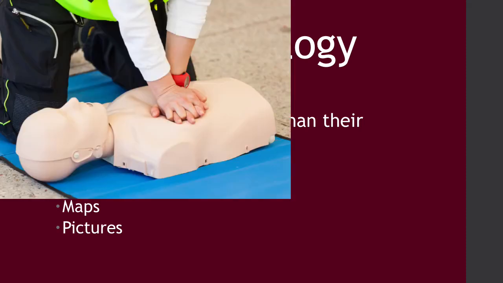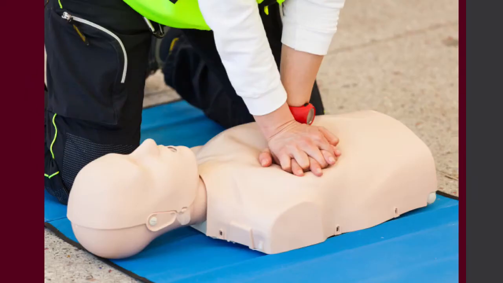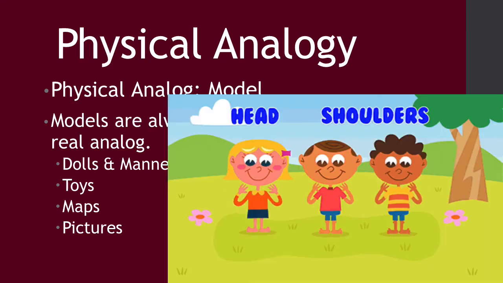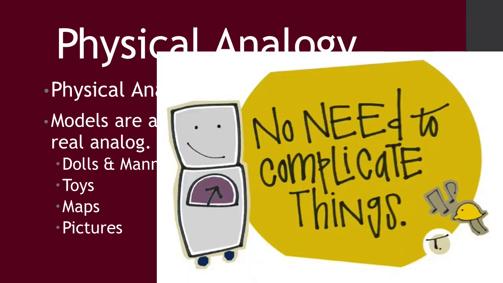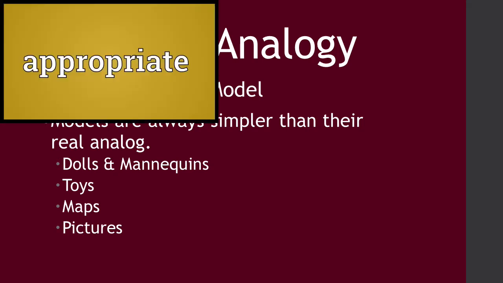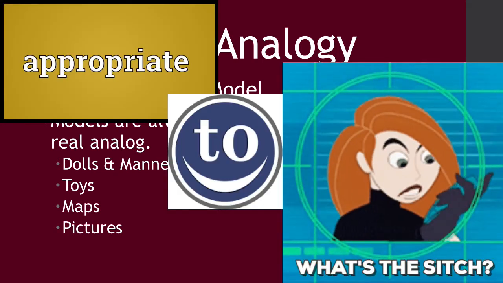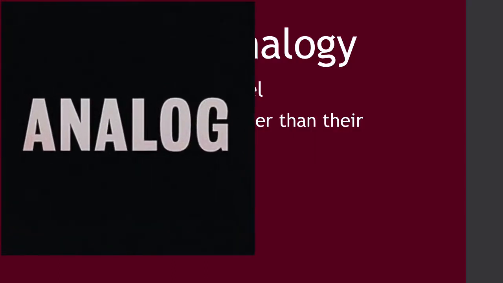When you take CPR training, you have a dummy that you practice on. It looks vaguely human, but it probably is missing arms, legs, and other features, and hair, and it's not thrashing around like someone choking to death. The only features are those that are pertinent to the training, so it's a simpler version. So it is a model, an analog.